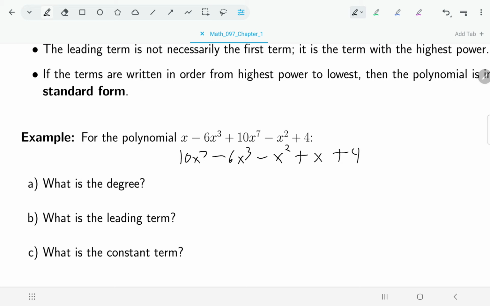So now, if I'm taking a look at this, I can see that the degree for this polynomial is my highest power, which is 7. And I know that because my leading term is 10x to the 7. Just as a little side note here, for the leading term, that's both parts, the x as well as the coefficient. So just x to the 7 is not the leading term. The leading term is 10x to the 7. If we wanted to know what's the leading coefficient, that would be the 10. And for our constant term, that would be 4.